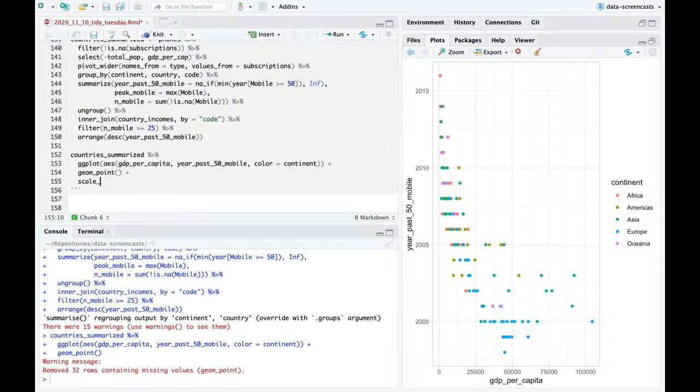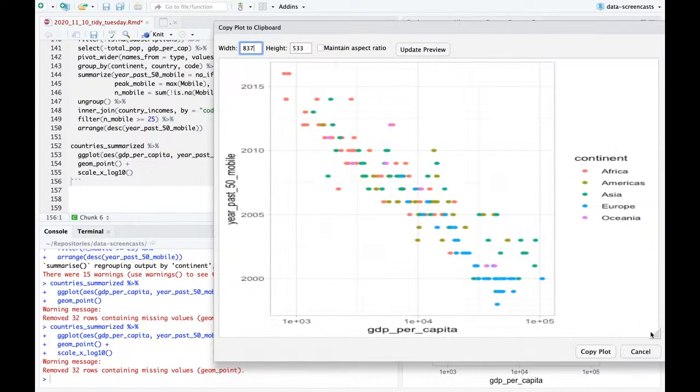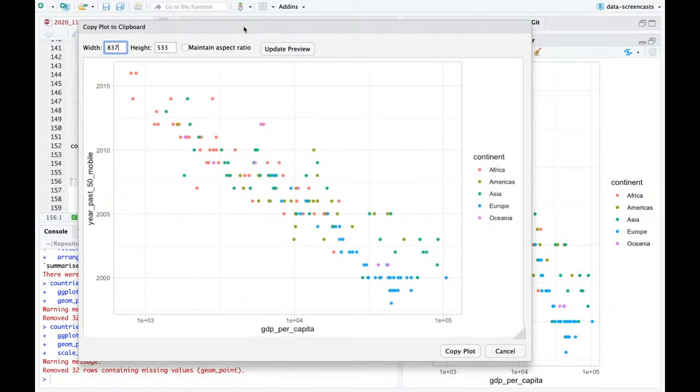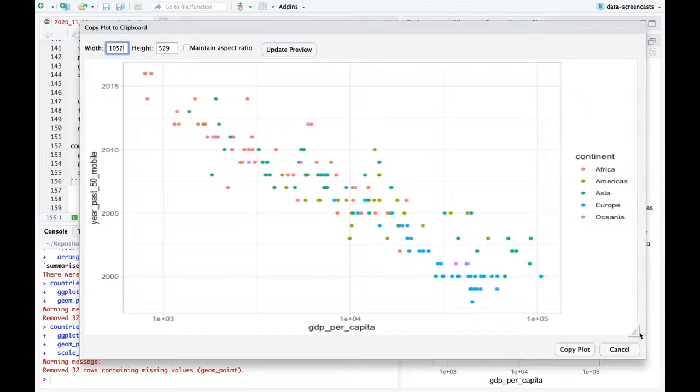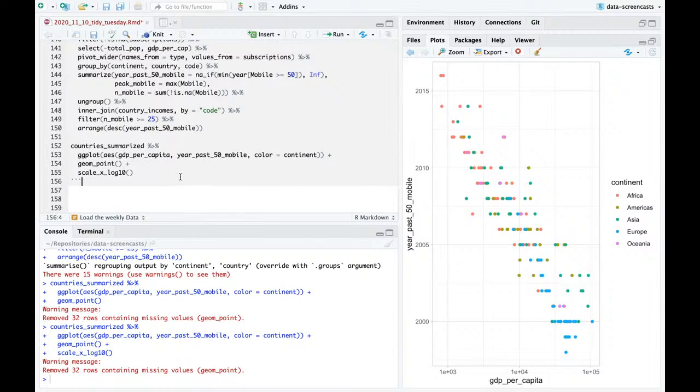And anytime I use GDP per capita, I probably want it on a log scale. Notice how nice and linear that makes it look. So this is communicating that the richer a country, the earlier it passed 50 mobile subscriptions per 100 people. I think that does get a lot across.